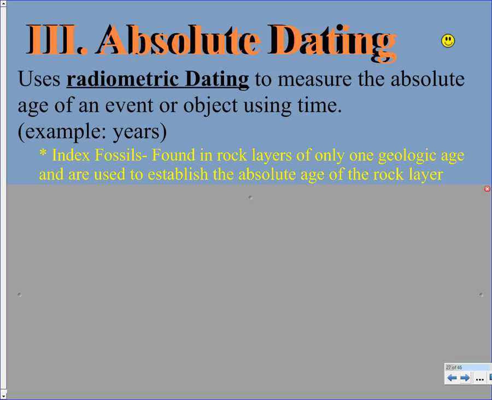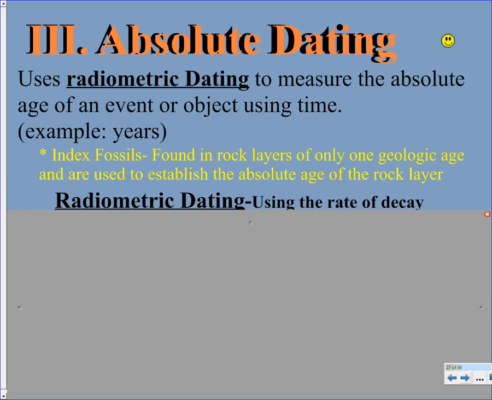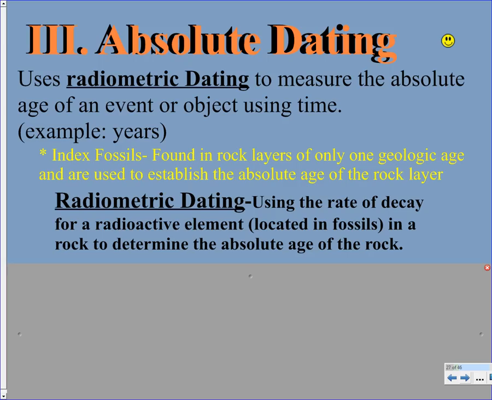So between radiometric dating and index fossils, this is how scientists are able to give an absolute age of layers. Radiometric dating uses the rate of decay for a radioactive element. We talked about elements in chemistry. Scientists know how long it takes different radioactive elements to decay. So they know the lifespan of decay for a certain element. And elements are located within fossils because those were living organisms.